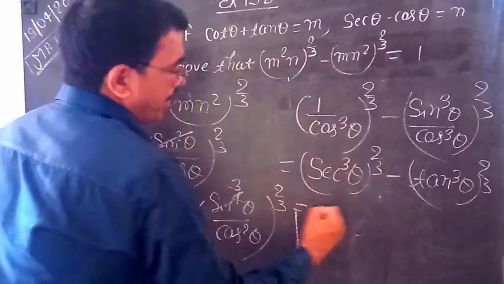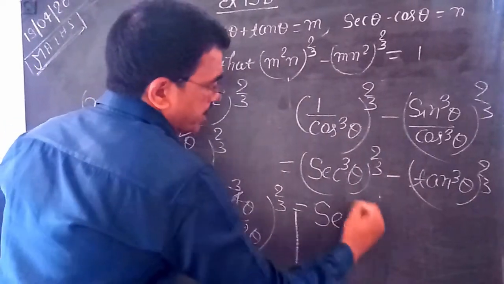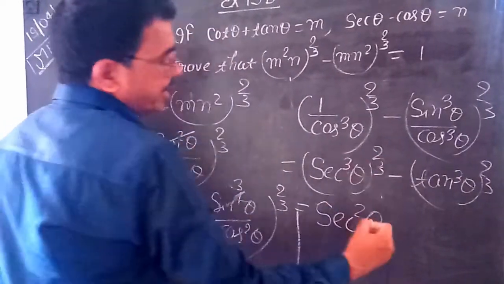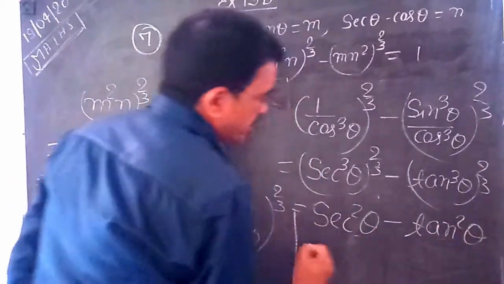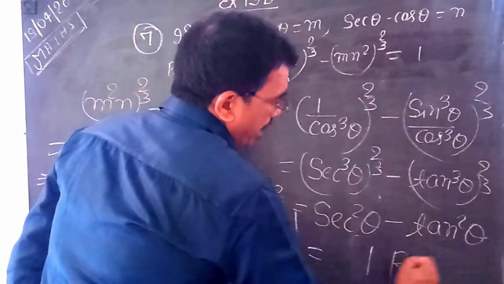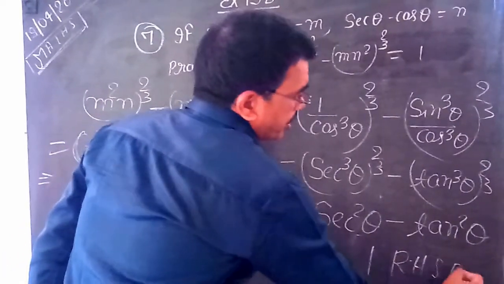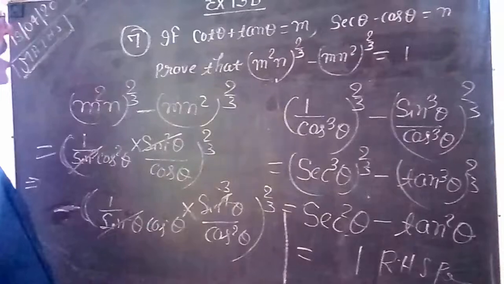Power multiply, then you get here sec square theta because 3 cancel, and here is tan square theta and it is equal to 1, that is RHS, and it is proved. And next proof I solve it next day. Thank you very much.